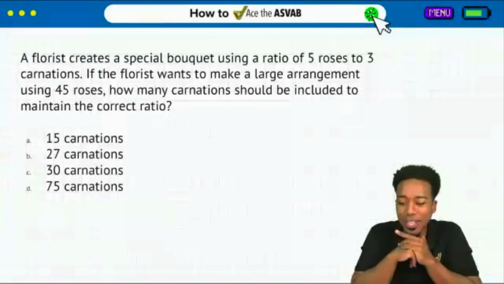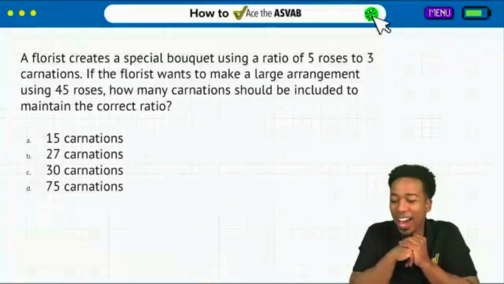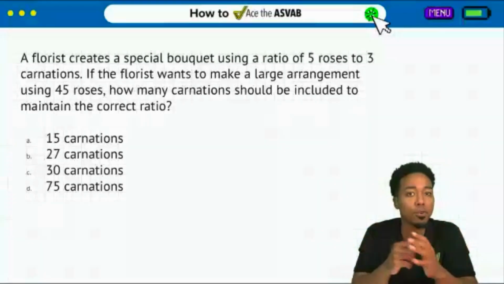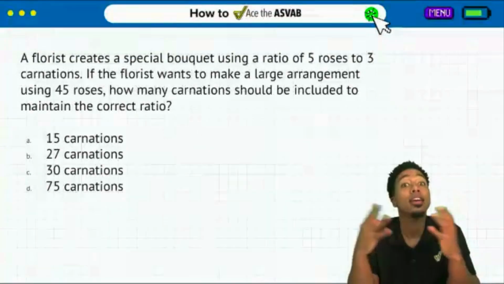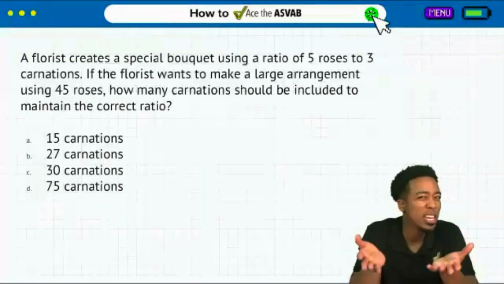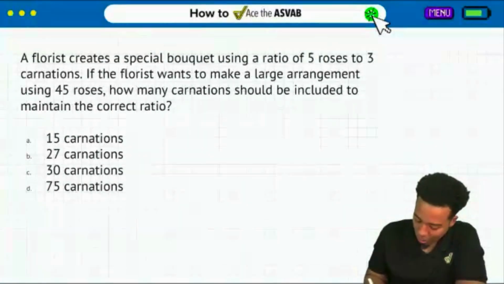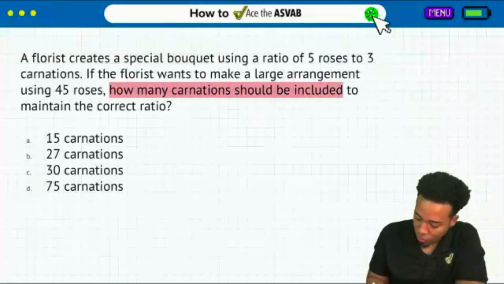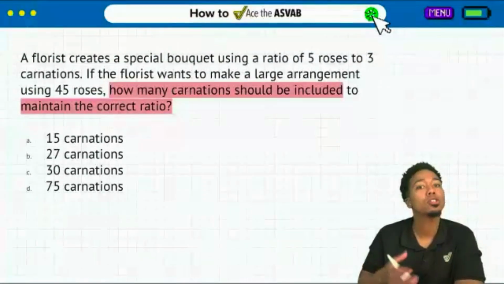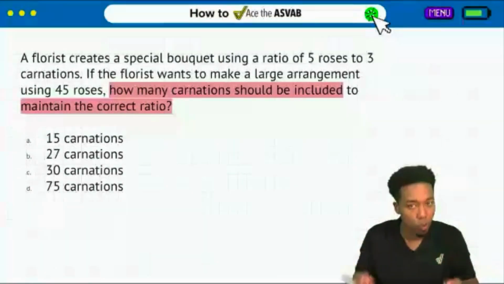What are we looking for? Yeah, how many carnations? If we're trying to preserve the ratio, basically they're saying if we're comparing the same things in the same way, how many carnations are we looking for? So if we check this out right over here, how many carnations should be included? And again, we're trying to maintain the correct ratio. So basically they're telling you this is a proportion question.